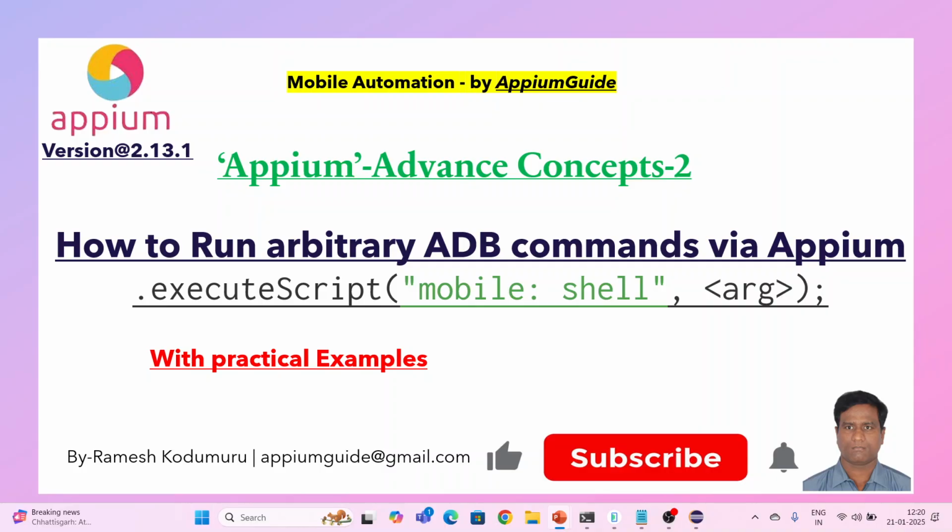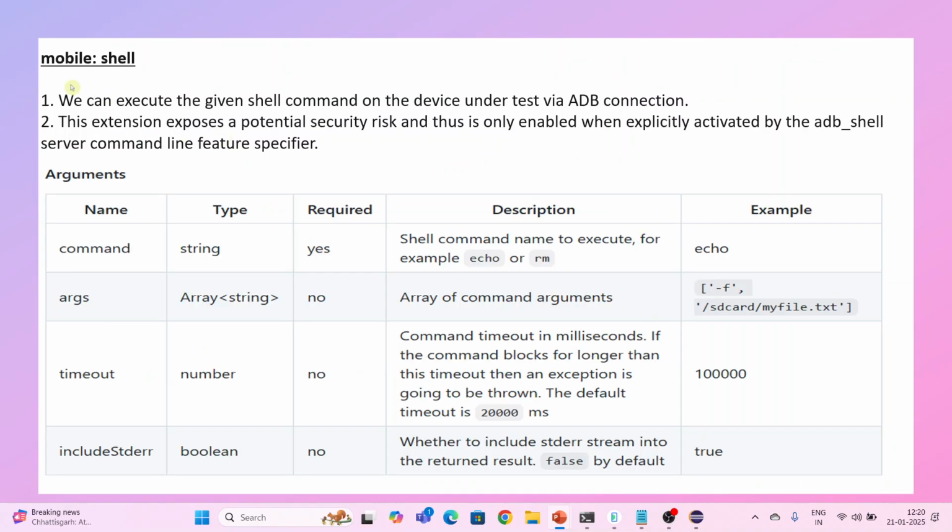Now we will see what exactly the mobile: shell command is. By using this command we can execute the given shell command on the device under test via ADB connection. That means we can run the ADB shell commands. It may be an emulator, a real device, or a cloud device.